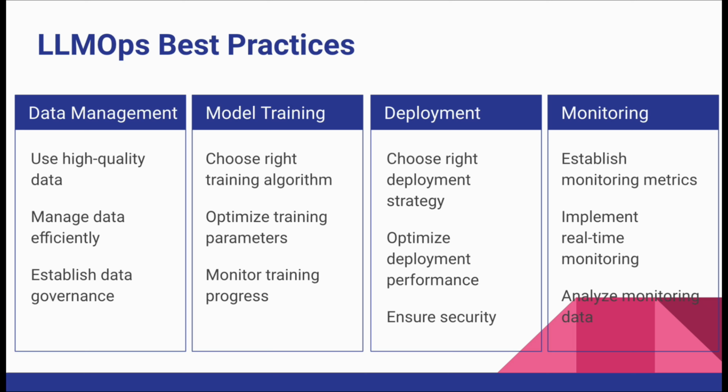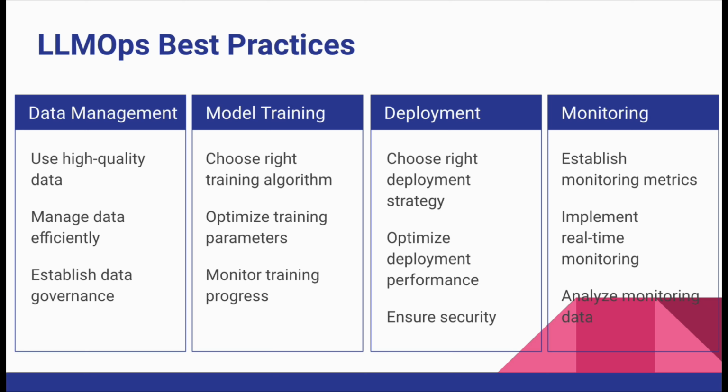So there are some best practices that you need to keep in mind when it comes to LLMOps. Firstly, with respect to data and data management, use high quality data. This is very important because the data that you train an LLM model with or fine tune an LLM model with drives the quality of the responses that it generates. Second thing is you need to manage the data efficiently, have some kind of an automated process, automated checks and pipelines to ensure that all the data that is coming in and used for training is managed properly.